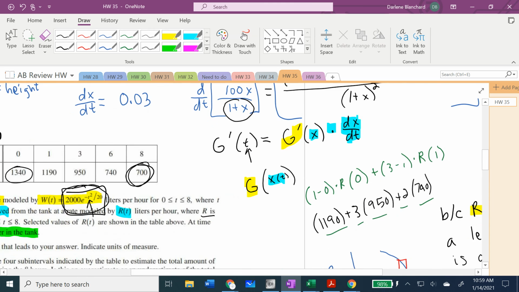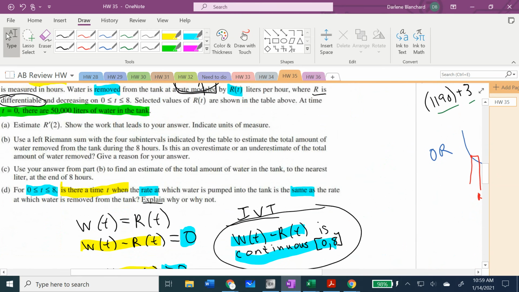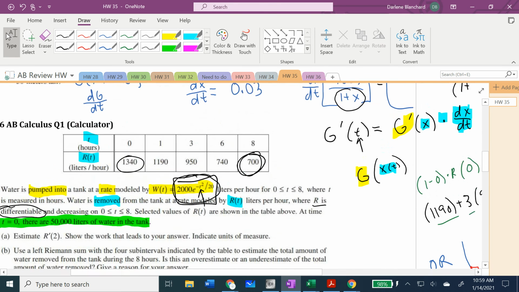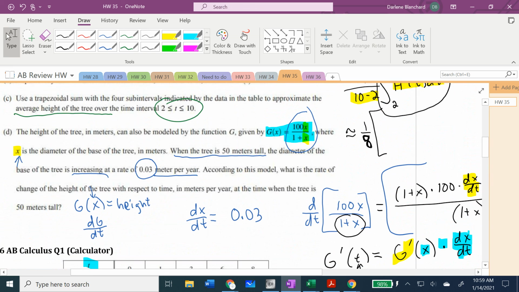From here, it's a matter of plug and chug the information. I just went to the wrong problem, I think. There we go. Plug and chug the information. And let's see, according to this model, meters per year. At the time, hold on, got to read the whole thing. According to this model, what is the rate of change of the height of the tree with respect to time in meters per year at the time when the tree is 50 meters tall?